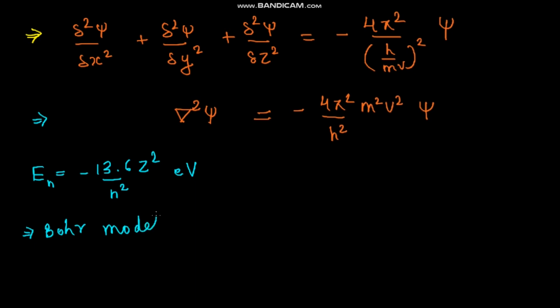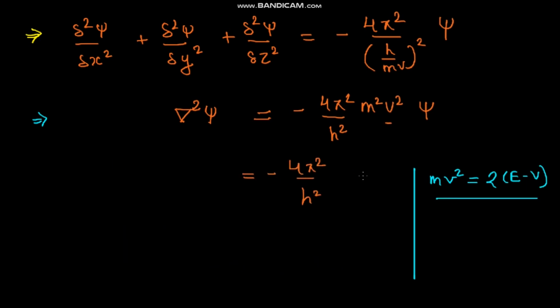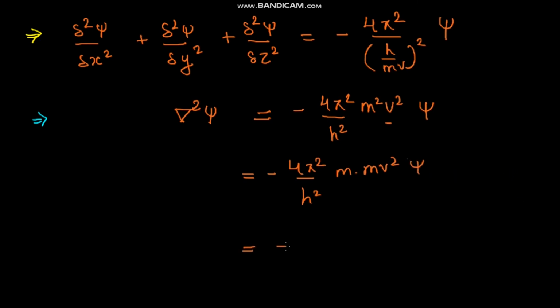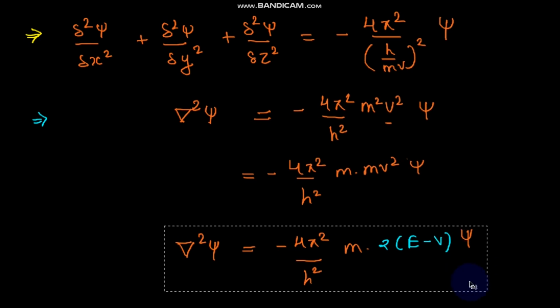So we are going to use the energy of electron. Now, energy is equal to kinetic energy plus potential energy. So K is equal to E minus V. That means half mv square is equal to E minus V. And so mv square is equal to 2 times E minus V. Substituting this value into this equation, you will get this. Now, everything has been taken care of, we just need to rearrange this main equation.